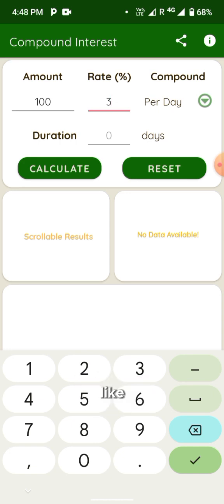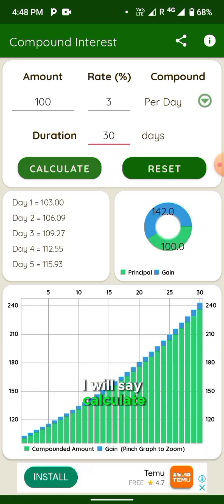Now, in the duration part, you put the number of days that you would like. After how many days should this calculator calculate? I'm just giving you an example: let me say I'm going to do it for 30 days. So let me make a 30-day challenge of $100, trading with 3%, taking just 3% of $100, which is my capital. You understand? So from there, I will say calculate.